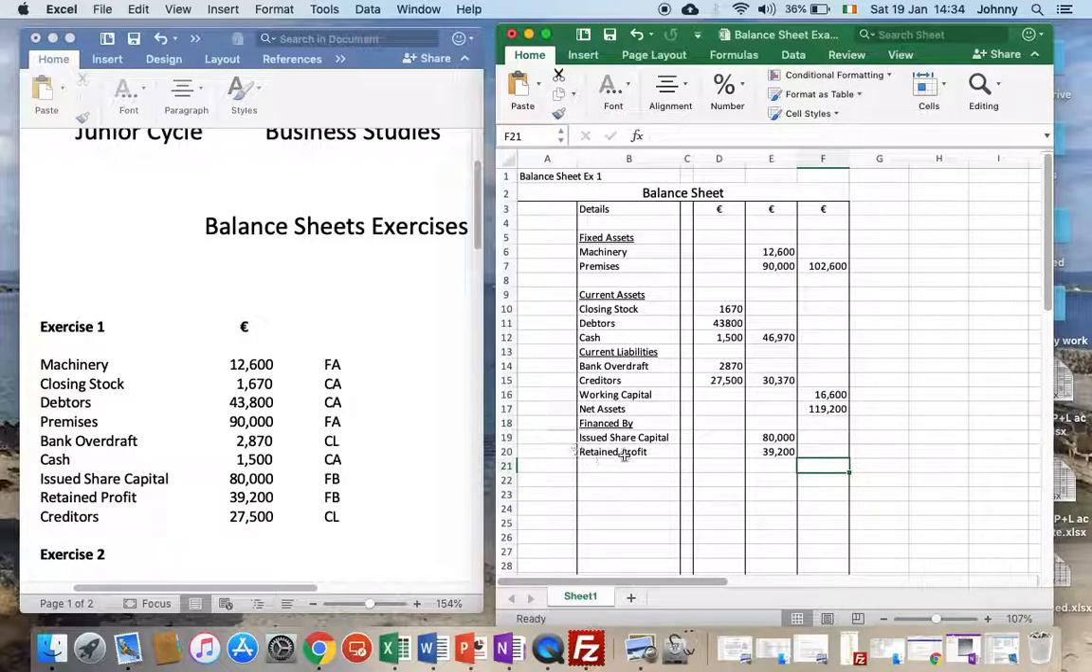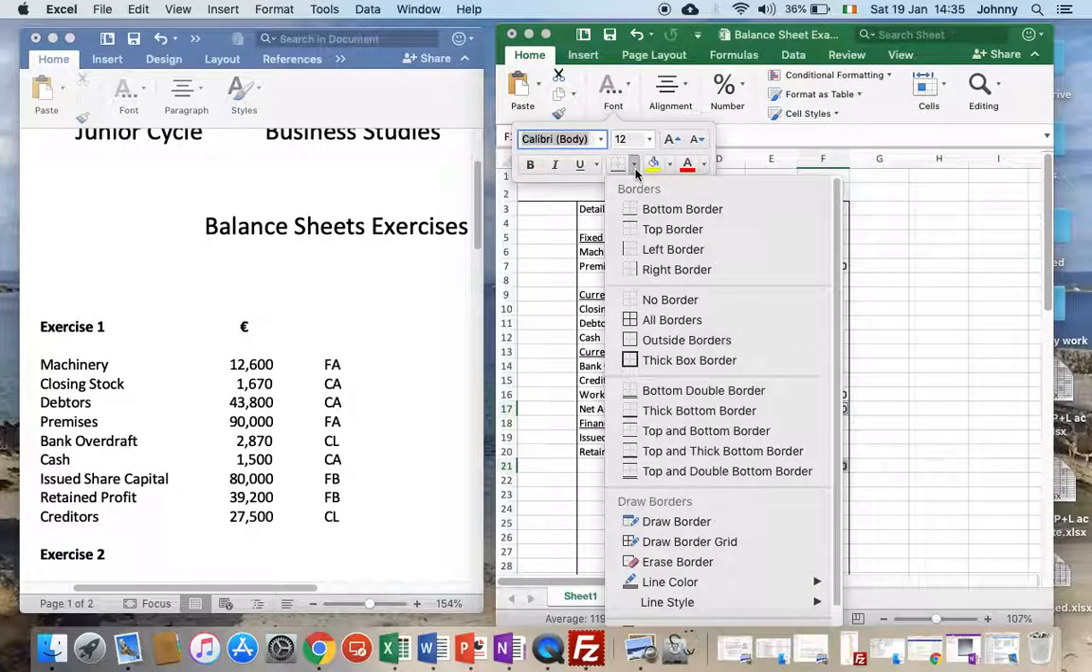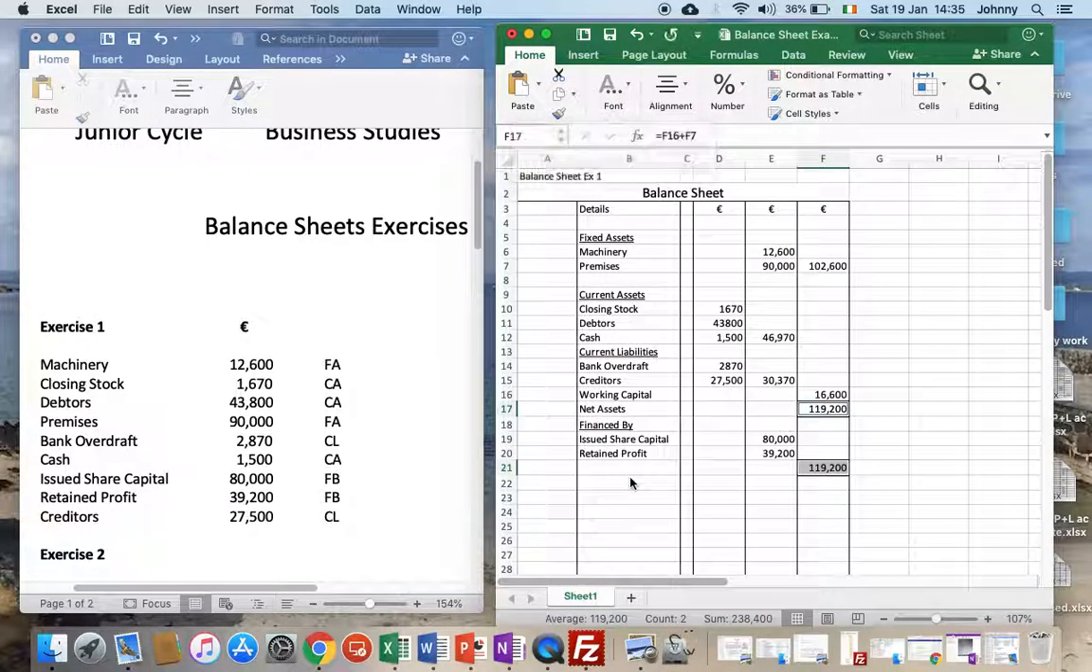So financed by, so how we paid for the business. So we paid for it by putting in 80 grand initially and saving 39 grand worth of profit this year. And if you've done the question right, these two numbers should be the same. So I'm just going to total this by having a single line on the top and a double underneath. If you've done it right, these two will be the same. So this is what the business is worth, and this is how we paid for it.